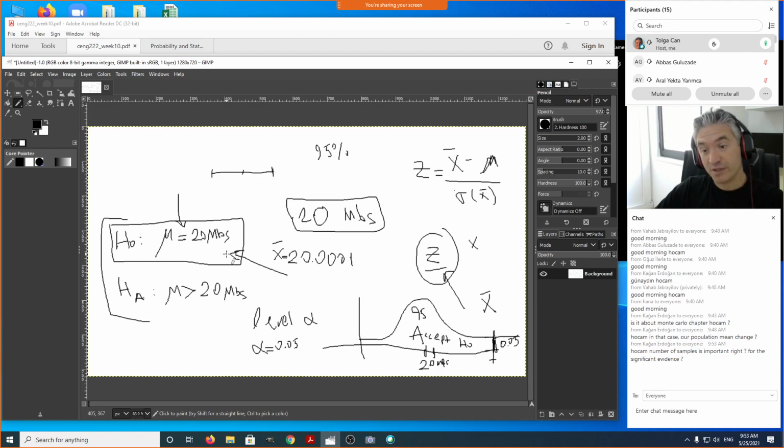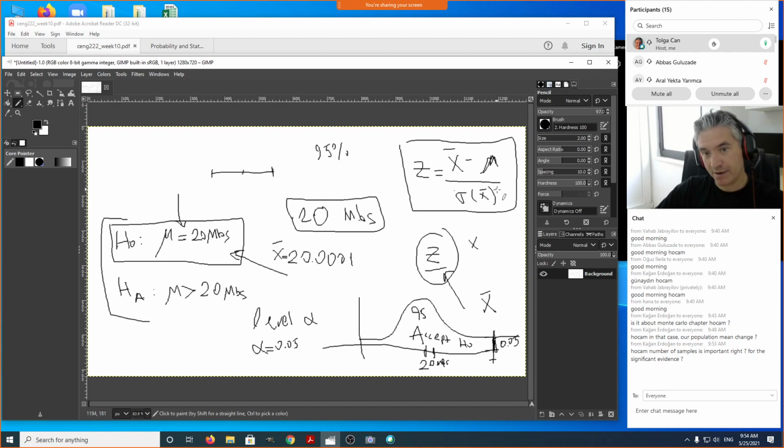The number of samples is also important because, as you can see, when we compute this z value, if the number of samples is small, the standard error is going to be large. So when the standard error is large, your evidence may not be significant. Since you divide by the standard error, you also take into account the sample size.